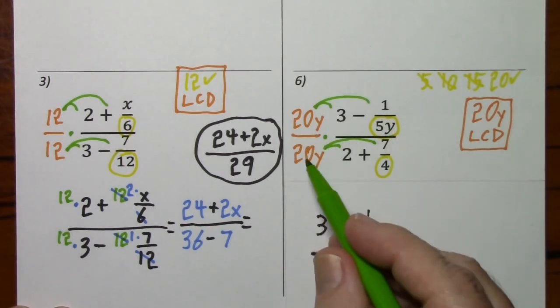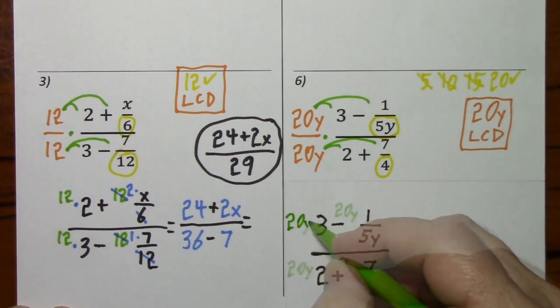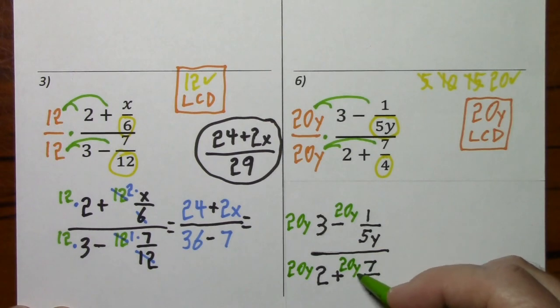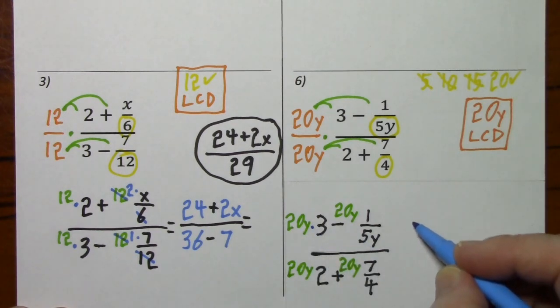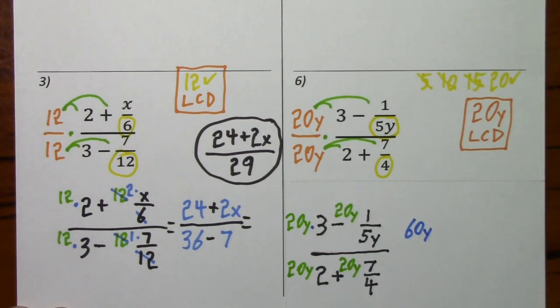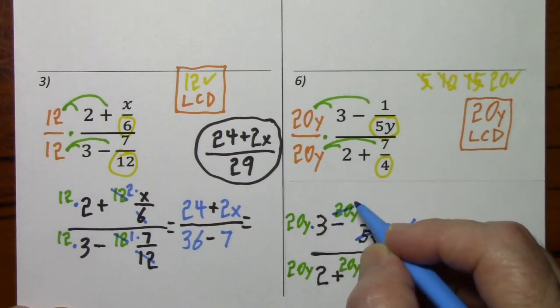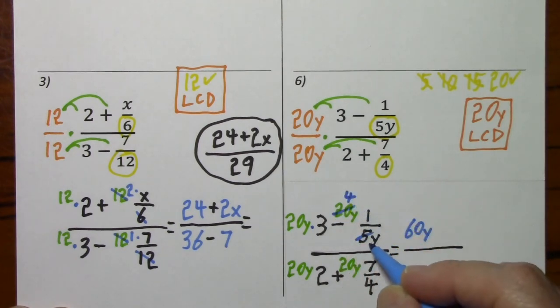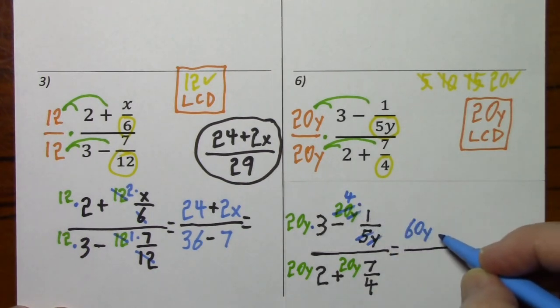So distributing these 20y's, with our first one, there's nothing to reduce, so it's simply 3 times 20y, or 60y. Let's go ahead and put our fraction bar here. Here we can divide by 5. Divide by 5 leaves us with a 4, and divide by y. So it's just 4 times 1. Oh, forgot the negative.